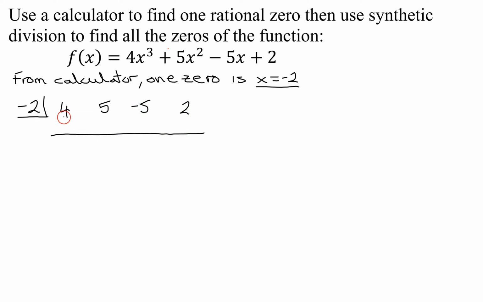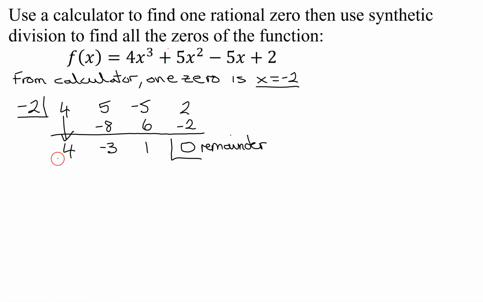So remember, with synthetic division, you bring down the 4 as is, and then you multiply 4 times -2, you get -8, and now you're going to add these two numbers. 5 added to -8 is -3. Repeat. -2 times -3 is +6. 6 minus 5 is 1. Last one, 1 times -2 is -2. Add these two together, 2 minus 2 is 0. Did I get a remainder of 0? Yes, so that I've just proved that -2 is a 0.